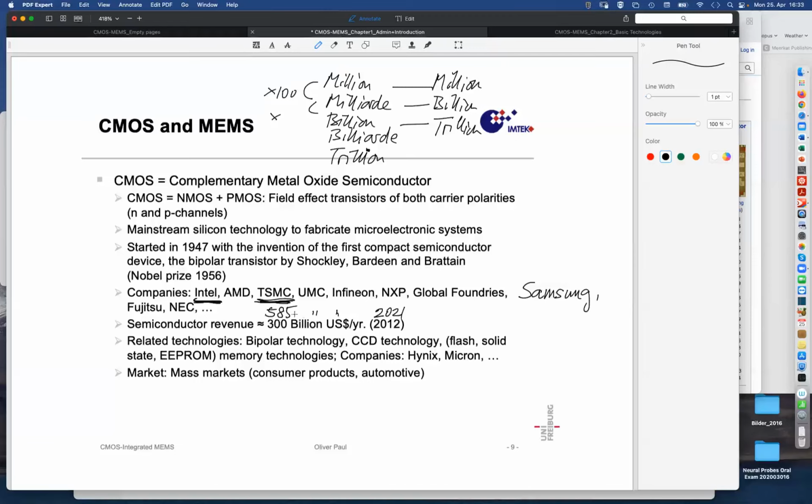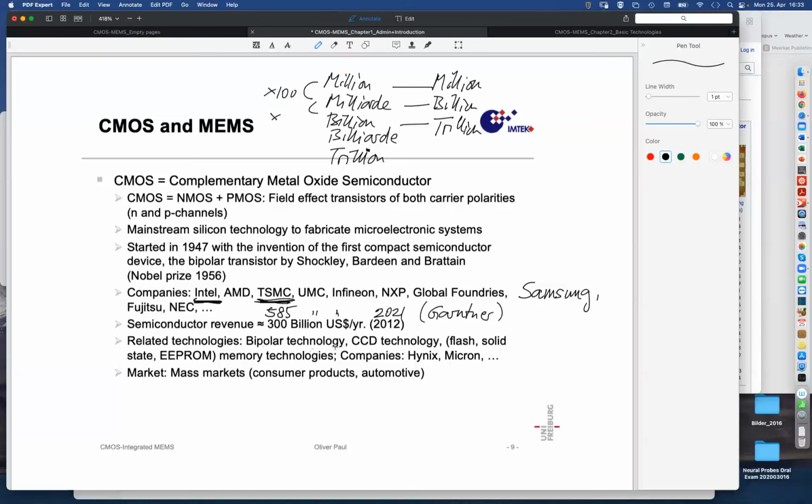So 508 milliarden US dollars. That's the recent number, and this is from Gartner, a famous company that does worldwide business analysis, and they are specialized in semiconductor business.